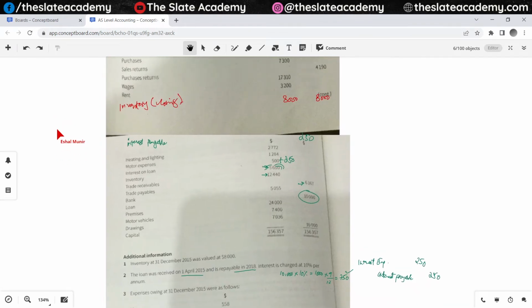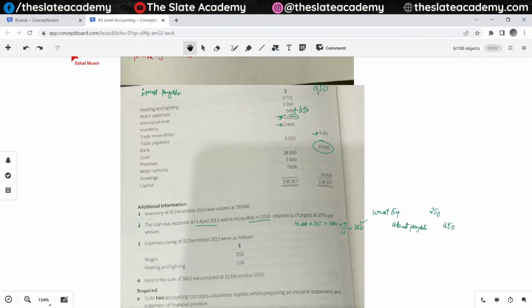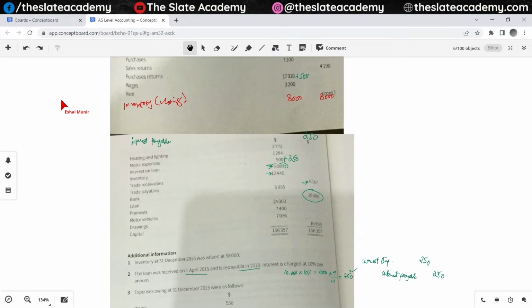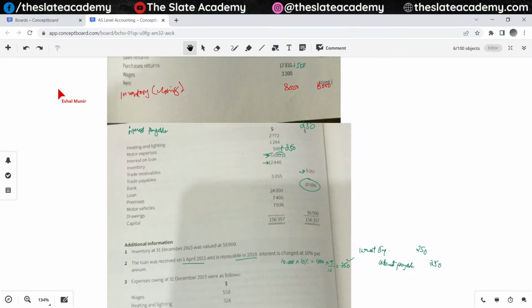So to the wages expense, I'll add 558, which is outstanding. So I say wages 17310 plus 558. Okay, and the other balance, heating and lighting, 2772. So to this I would add 328. Okay, so I've increased the debit column by how much? 558 plus 328.